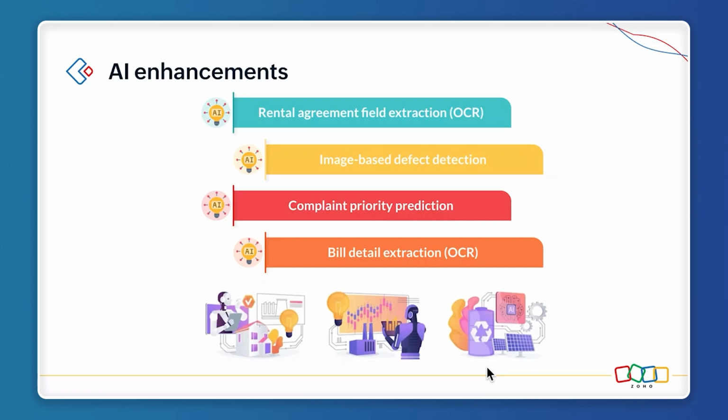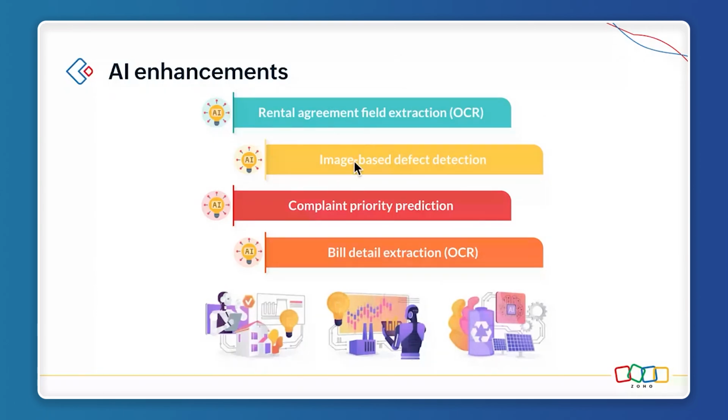So here, what this particular AI feature will do is it will read the rental agreement and auto-populate the fields on the add rental form. This is something that we have achieved with the help of OCR, which is from OpenAI or Zoho's AI, right? So that is one use case that we have used within the AI.